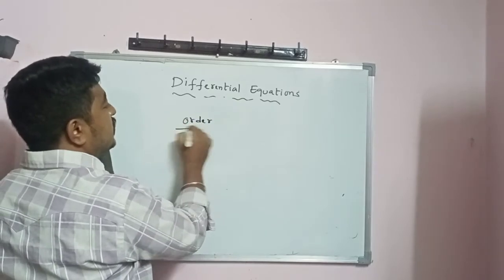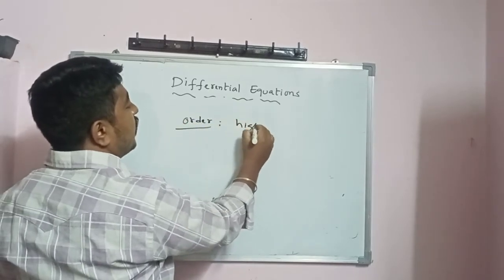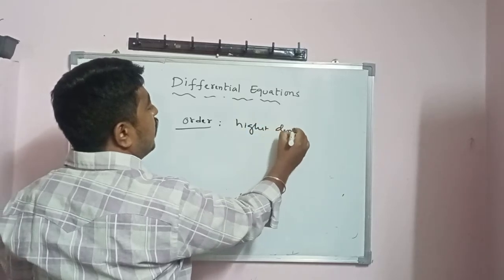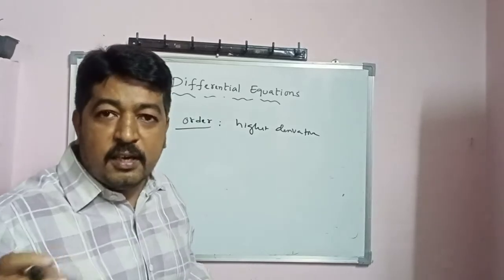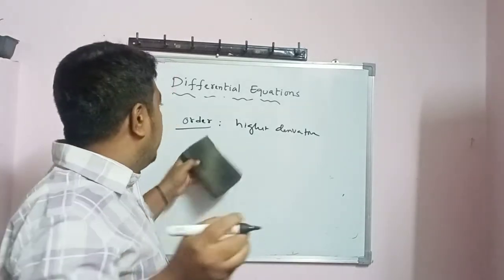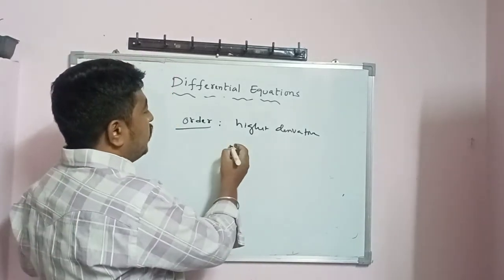After the differential equation, we want to go for the order. What does order mean? The highest derivative of the differential equation is called the order.